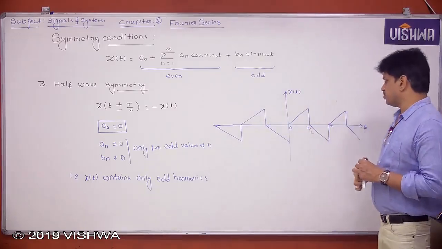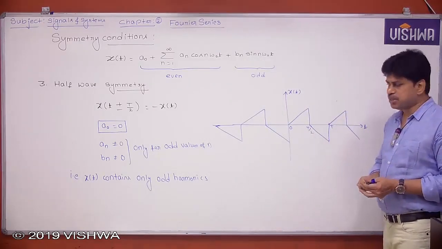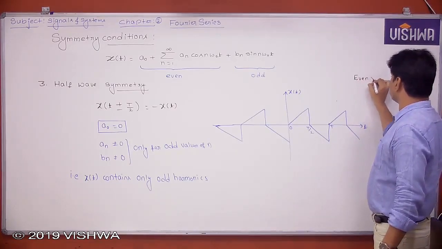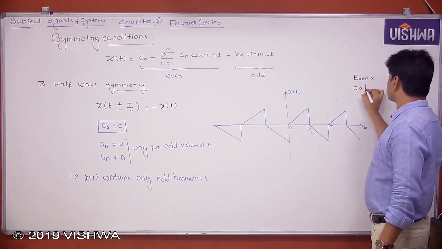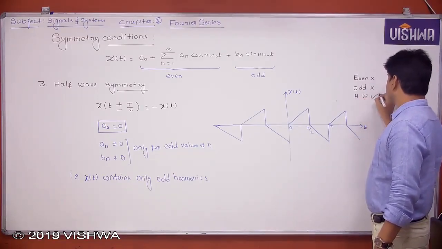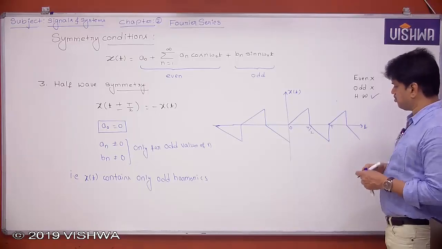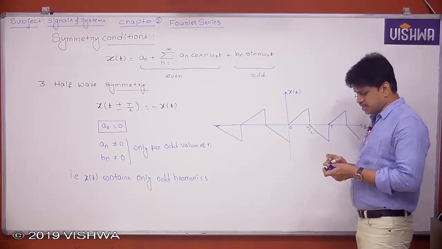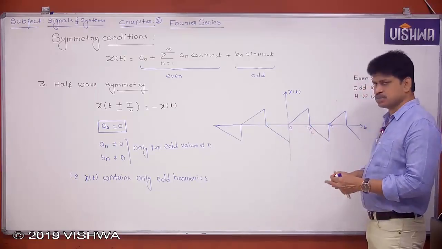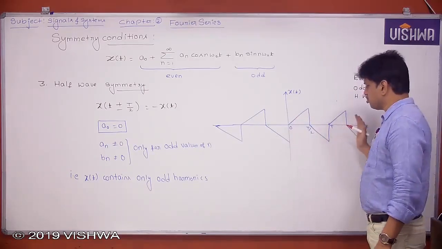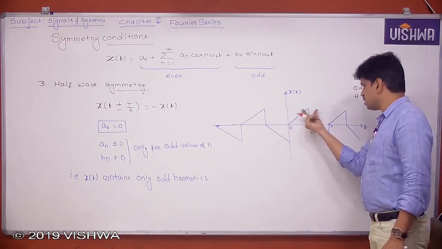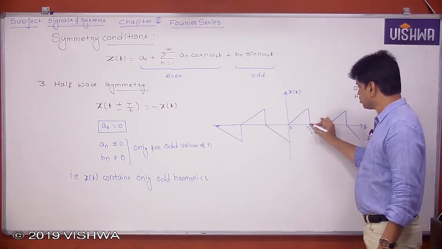So let's observe. Is it satisfying even symmetry? The answer is no. Even symmetry not satisfied. Odd symmetry is also not satisfied. But it is satisfying half wave symmetry. How, sir? Suppose I shift the signal by half of the period to the right side. So if I shift this by half of the period, this part comes like this.